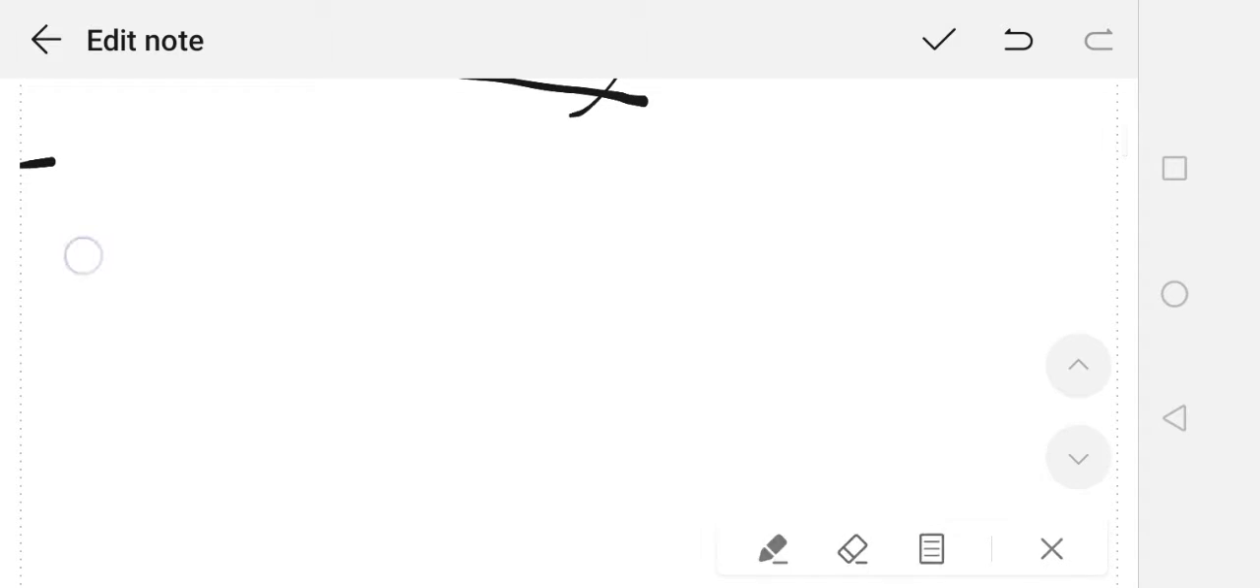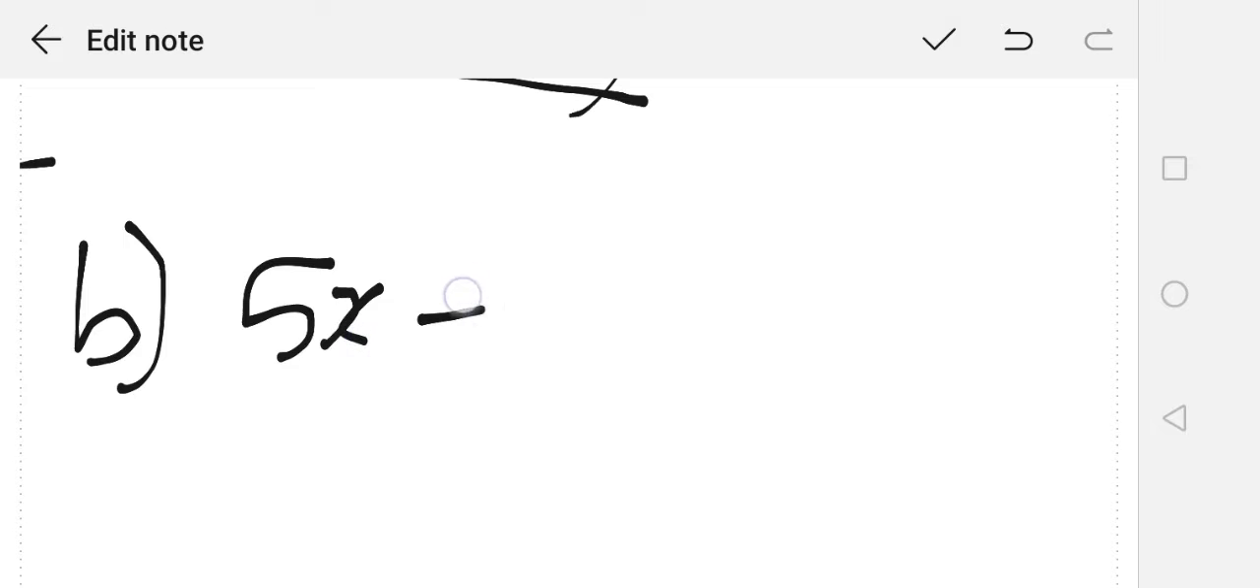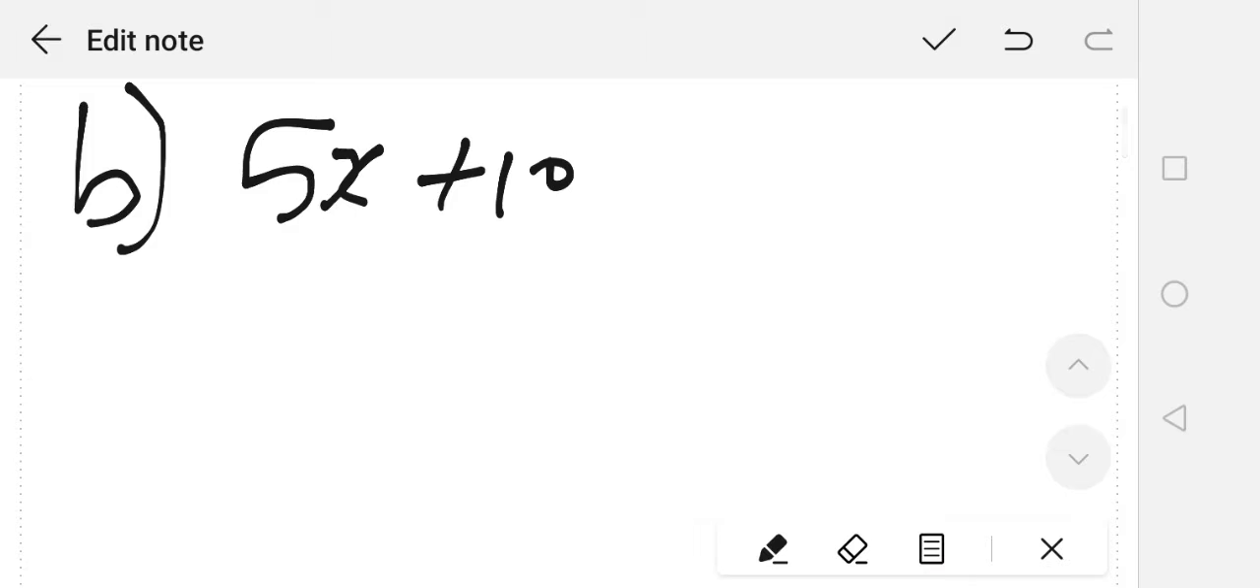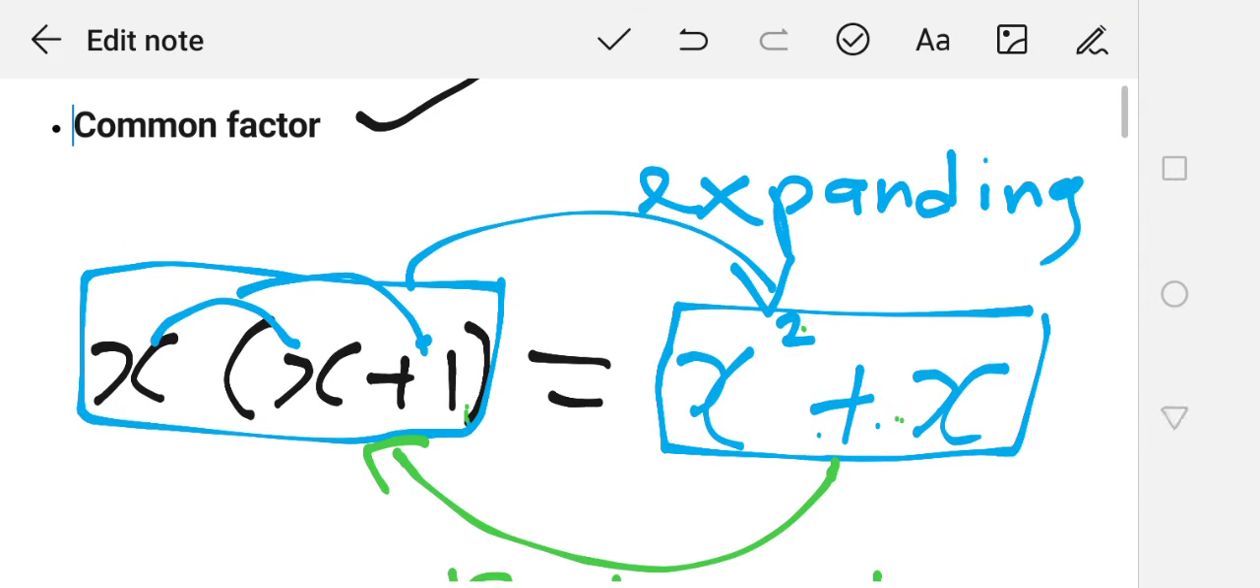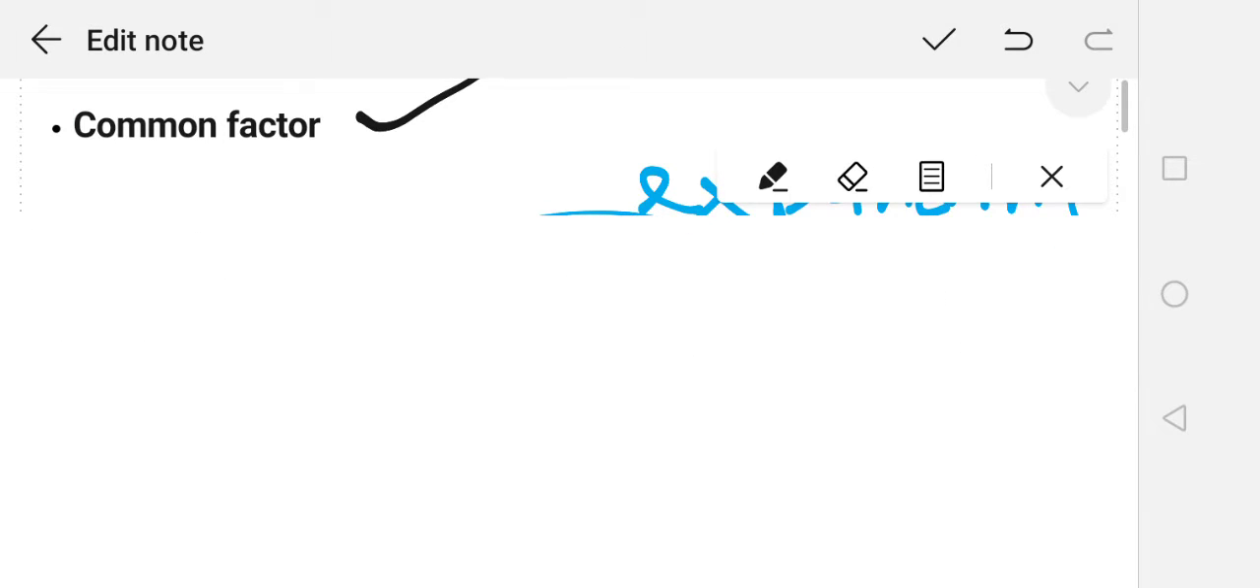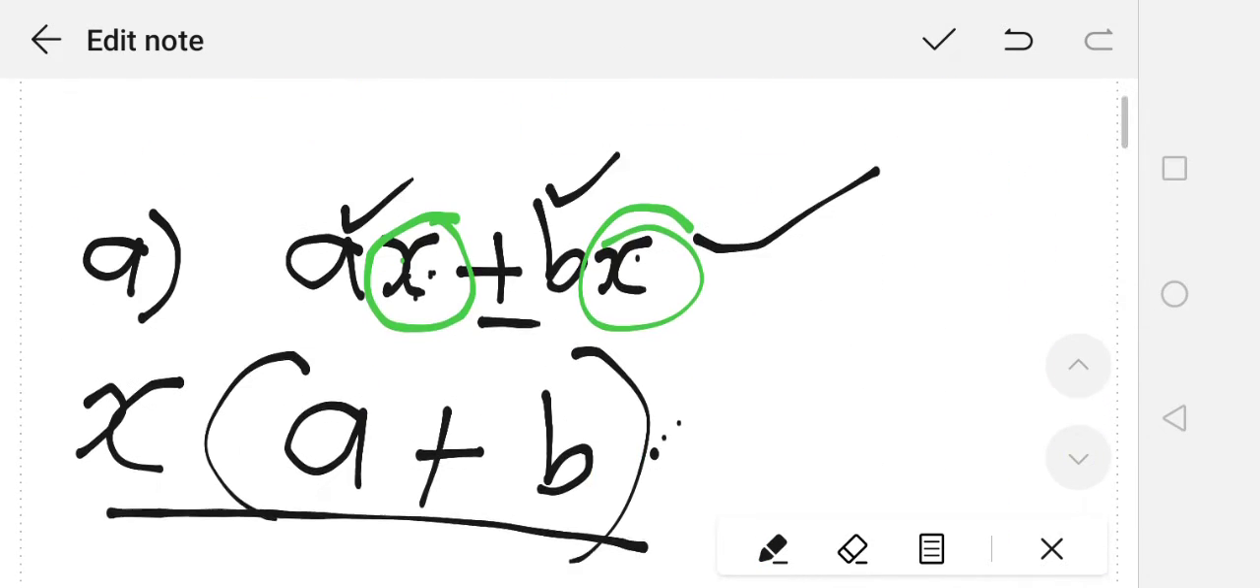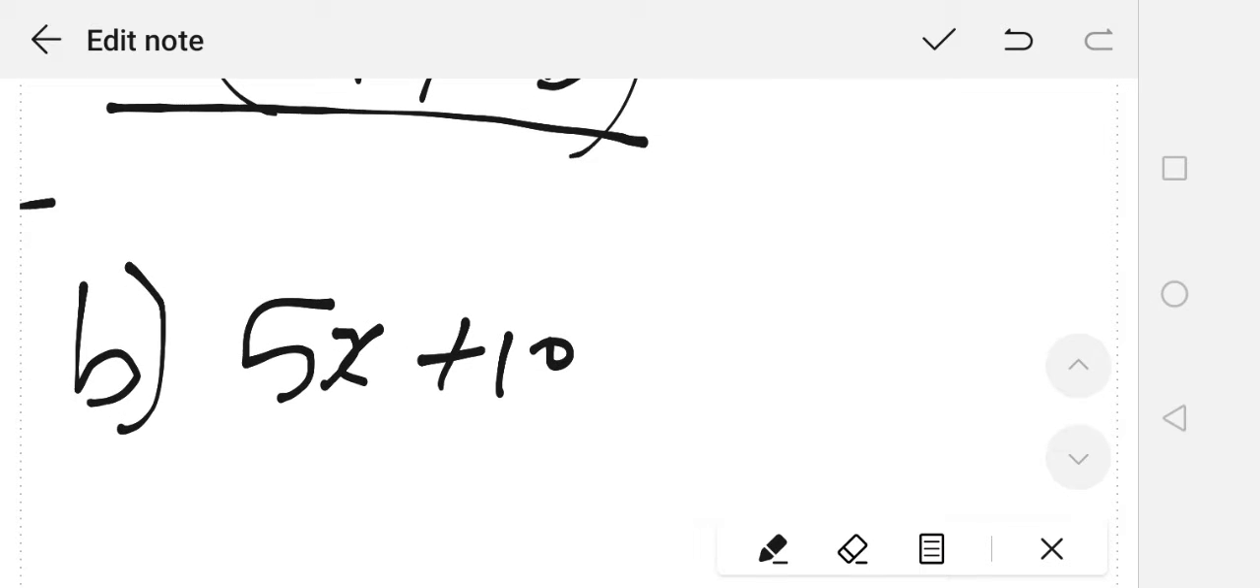Let us look at the last example b. Supposing you are given an expression 5x plus 10 and you are asked to factorize this expression. So remember, in order for you to factorize this expression, you have to first of all check for common factors. And now by inspection, we see that there might not be any. We have 5 here, we don't have 5 here. We have x here, we don't have x here. We have 10 in the second term of our expression, but there's no 10 here.